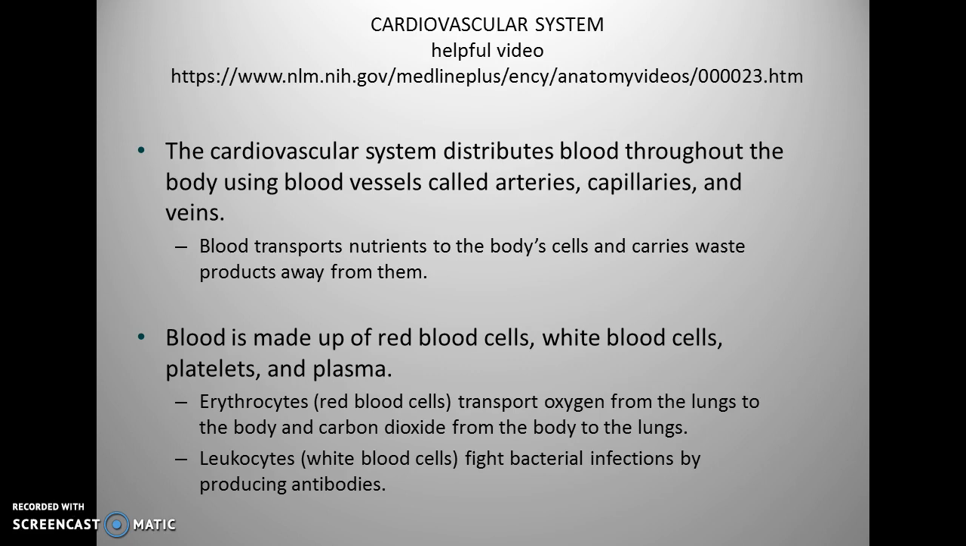Then you have leukocytes. Leukocytes are the white blood cells, and they fight bacterial infection by producing antibodies, for example. You have many different types of white blood cells. You have the B cells, which produce antibodies. You have the helper T cells, which mediate the immune system. We usually work with the B cells.